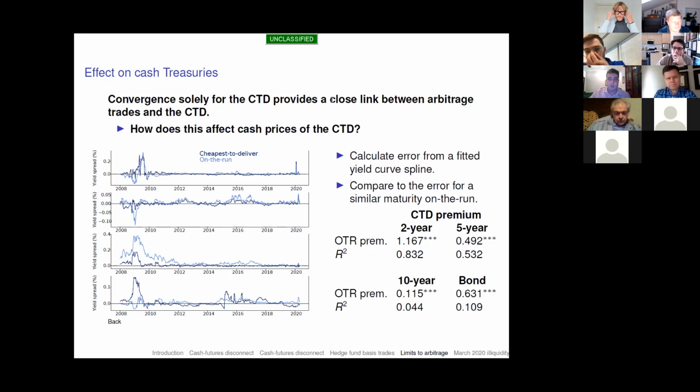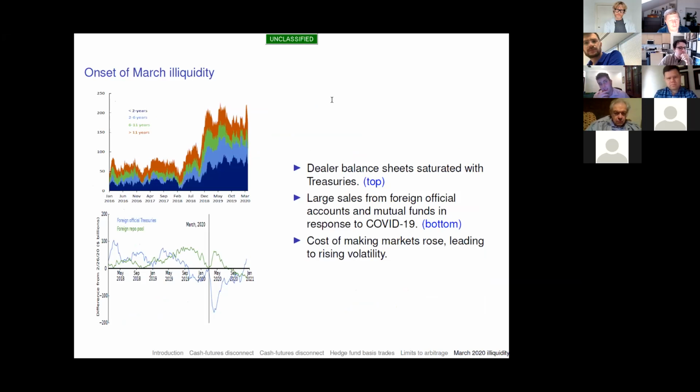So the model also suggests that the exposures that hedge funds have can spill over into broader treasury market functioning. And so to look at that problem, we're going to turn to examine March of 2020 and the events surrounding this from the point of view of hedge funds specifically. So if we look at the onset of March illiquidity, we can see that dealer exposures were actually very high going into March of 2020. And this is something that has been pointed out in the past by, for instance, Darrell Duffie.